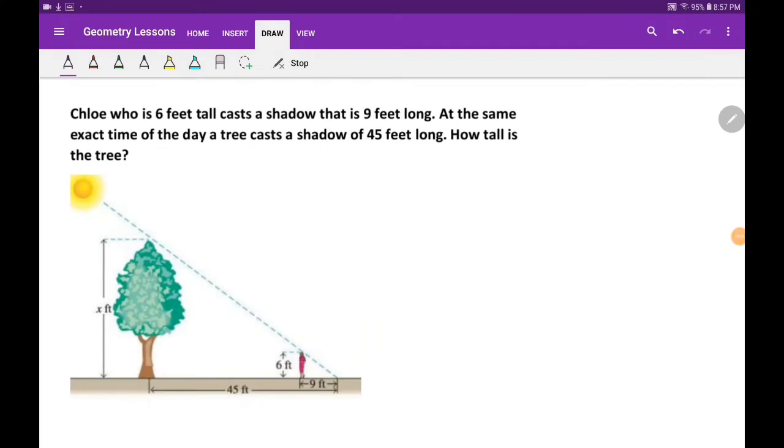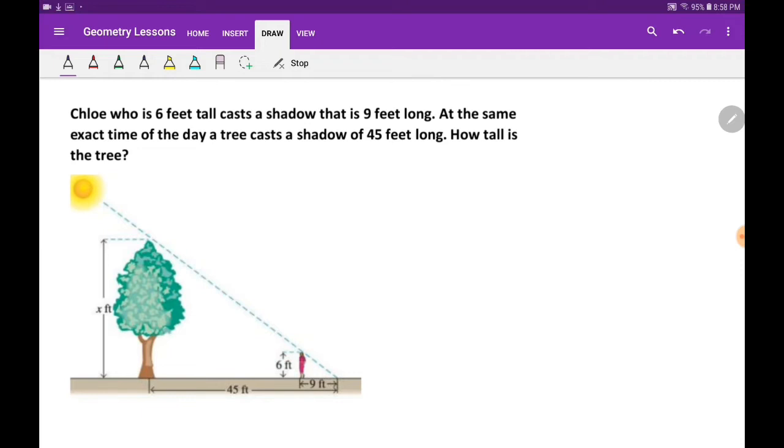Chloe, who is 6 feet tall, casts a shadow that is 9 feet long. At the same exact time of the day, a tree casts a shadow of 45 feet long. How tall is the tree?